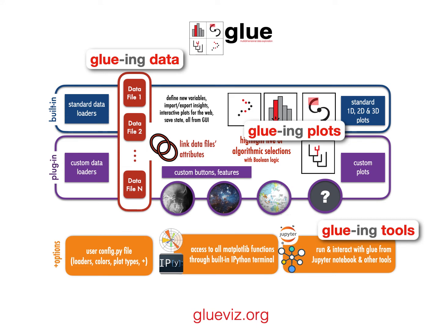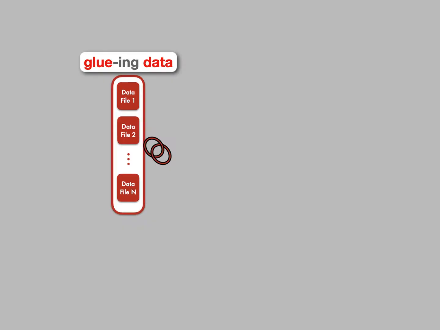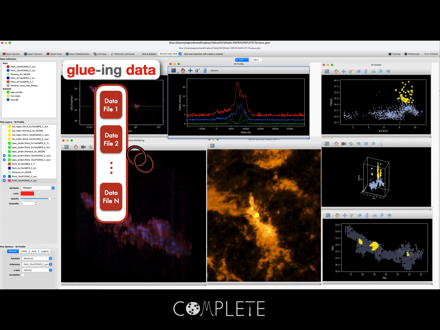And the three things that it glues together are data sets. We'll talk about that one in a minute. Gluing together plots, so that you can make these kind of interactive selections I discussed a minute ago, and gluing together different tools, like, for example, Worldwide Telescope that we highlighted in some of the other videos.